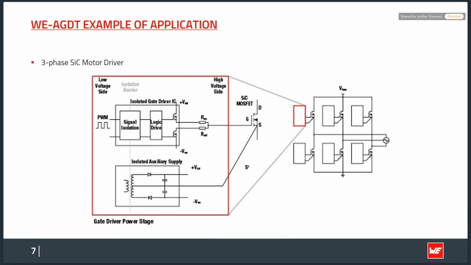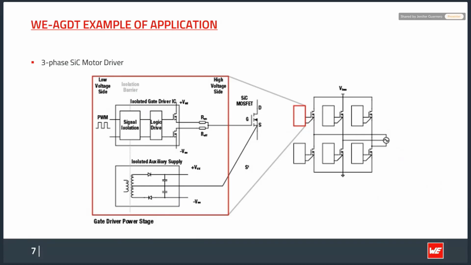Here's just an example of where we could use our new series of Würth Elektronik auxiliary gate drive transformers. It can be used, for example, in a three-phase silicon carbide motor drive system, with silicon carbide MOSFETs on the high voltage side. These switches operate at very high speeds and require very precise gate drive voltage, often plus 15, minus 7.5 or similar, but it depends on the IC that you are looking at and the voltage you require.